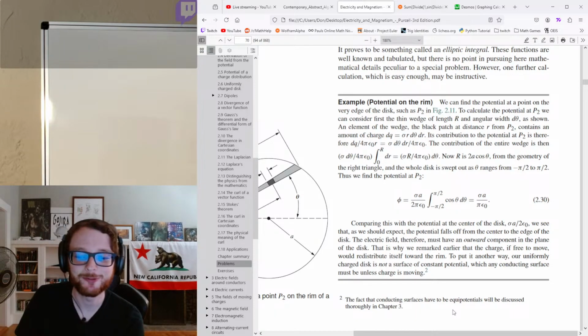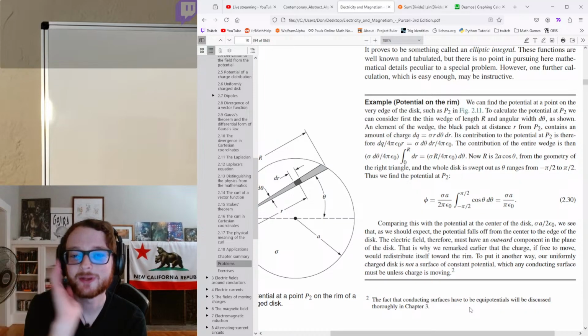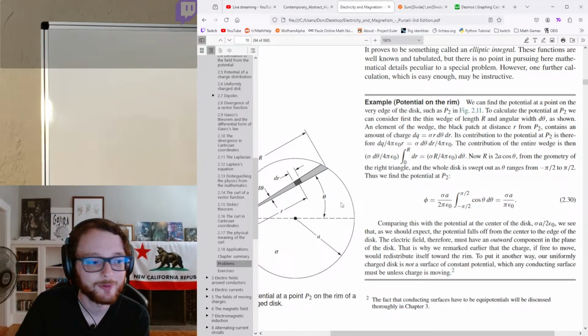I'm going to re-go through this example again. Find the potential at a point on the very edge of the disk, such as P2. P2 is off to the left there, but to calculate the potential at P2, we can consider the first thin wedge of length r and angular width d theta.